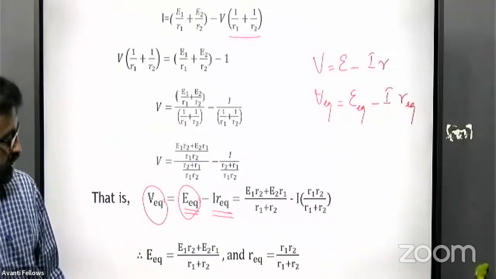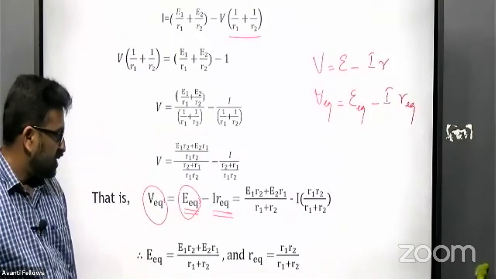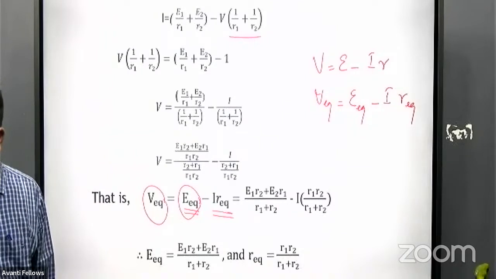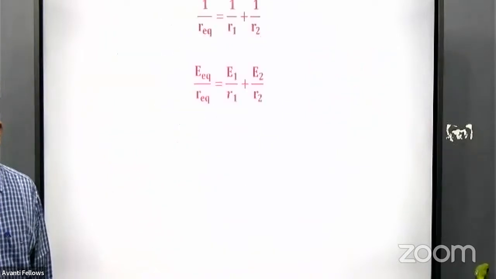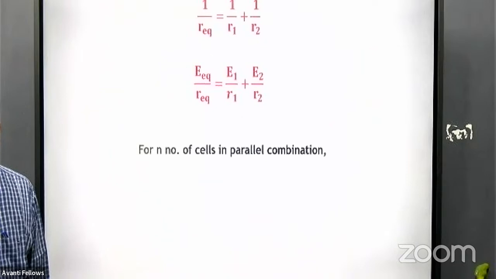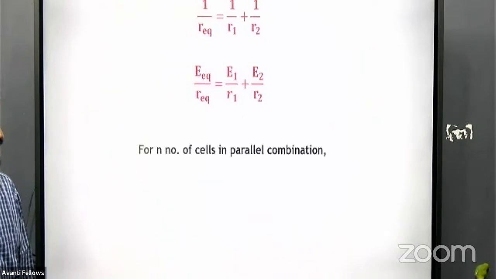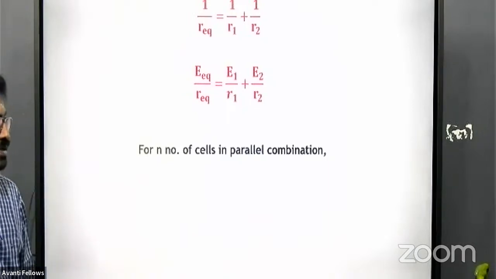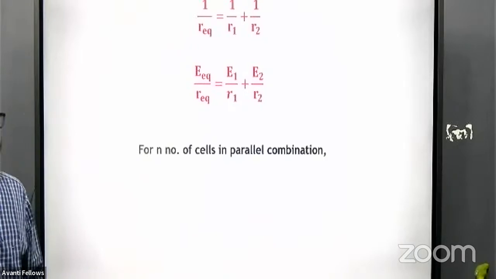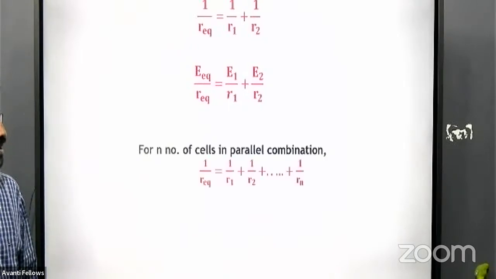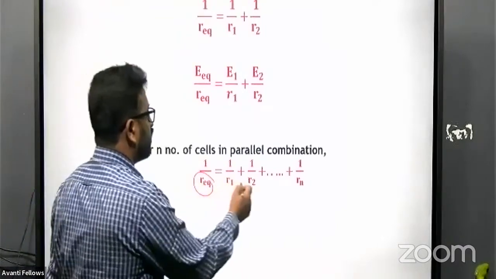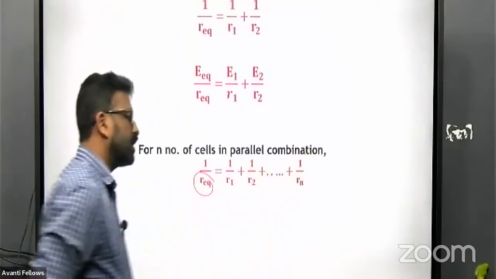So the E equivalent equals E1 R2 plus E2 R1 by R1 plus R2. R equivalent is R1 R2 by R1 plus R2. And if n number of cells are connected in parallel, n may be a number that is 8, 10 or 15 cells connected in parallel, then 1 by R equivalent will be equal to 1 by R1 plus 1 by R2 like this. It goes up to 1 by Rn.